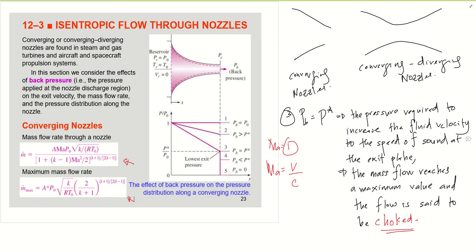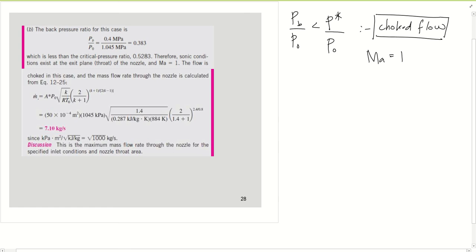Okay, so based on this slide, straight away use the equation. This is the area for the throat, and then P0, the stagnation pressure, k, R, T0, and straight away you will get 7.10 kilograms per second for the choked condition. So this is the maximum mass flow rate through the nozzle for the specified inlet condition and nozzle throat area for this case.